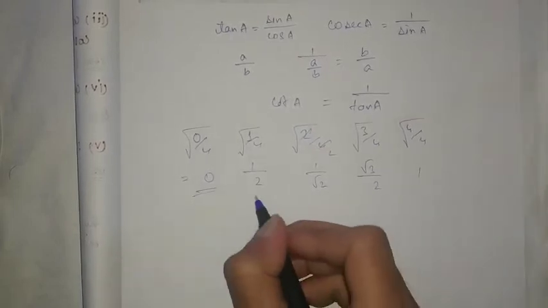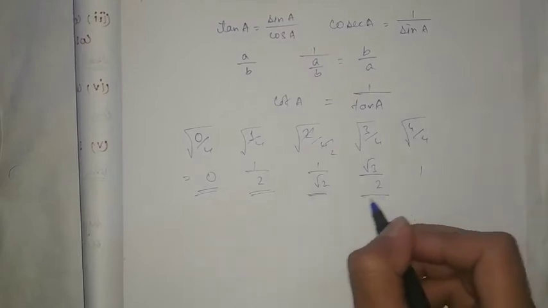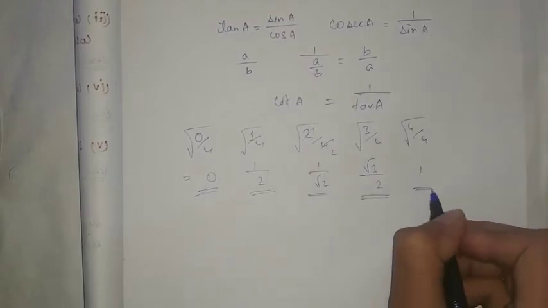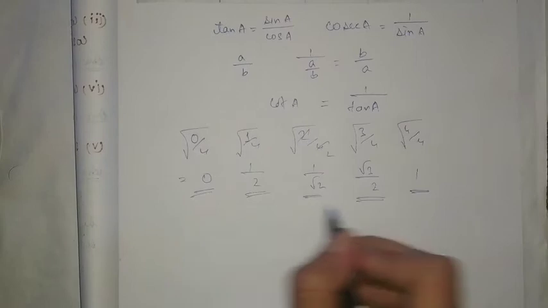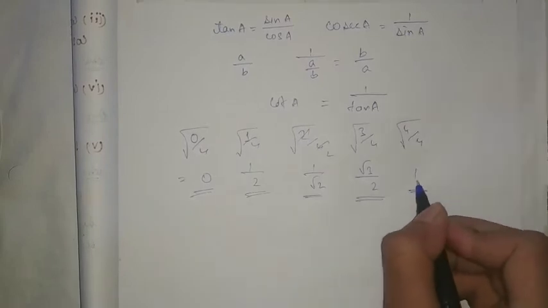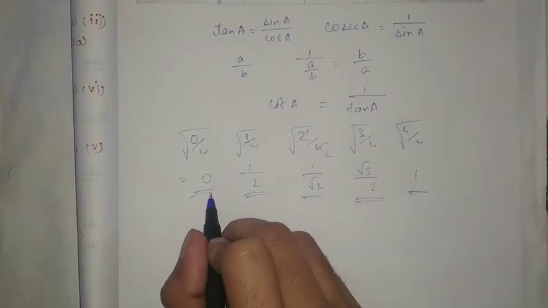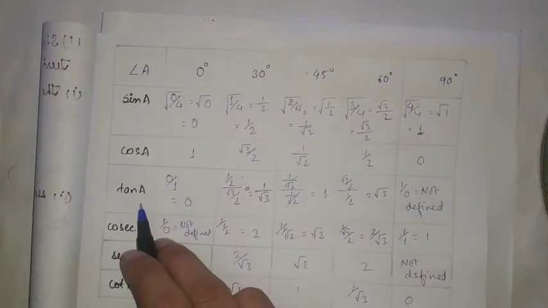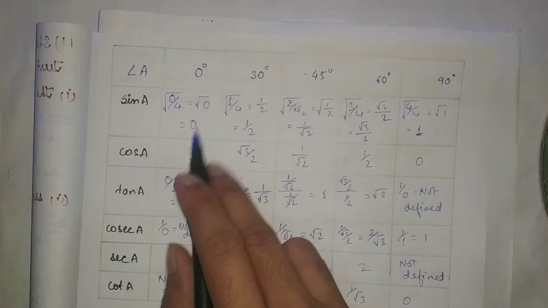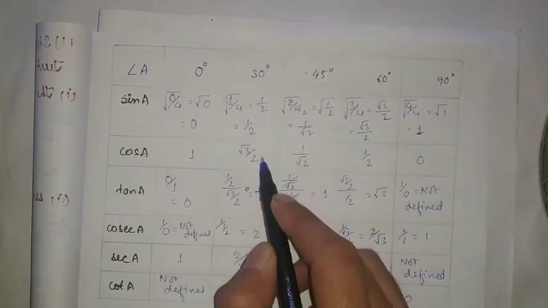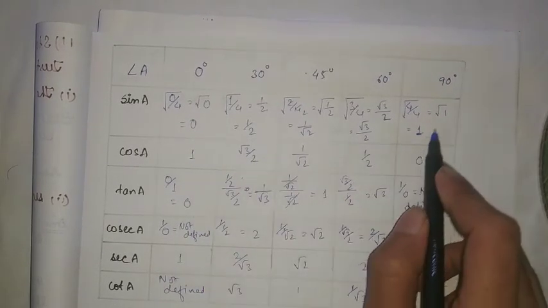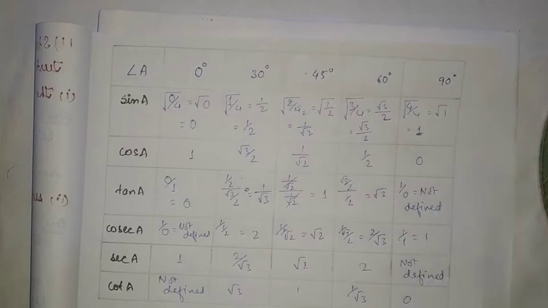So it gives sine 0, sine 30, sine 45, sine 60, and sine 90. And by reversing it, we get the values for cos: cos 0, cos 30, cos 45, cos 60, and then cos 90. And for tan, we just divide these two numbers, 0 by 1, 1 by 2 by root 3 by 2, and so on.